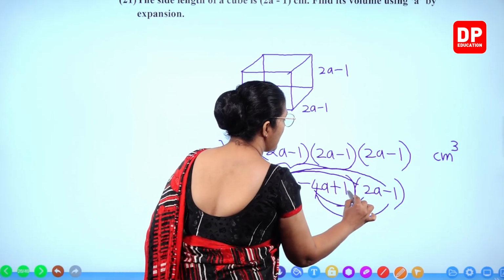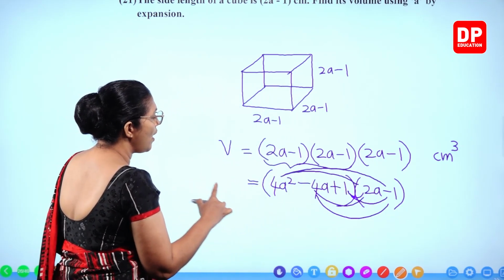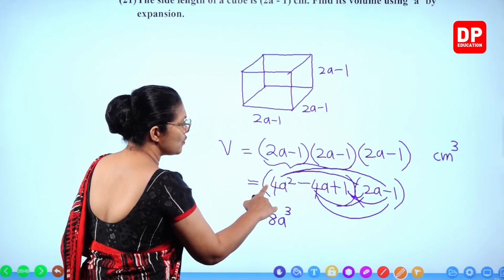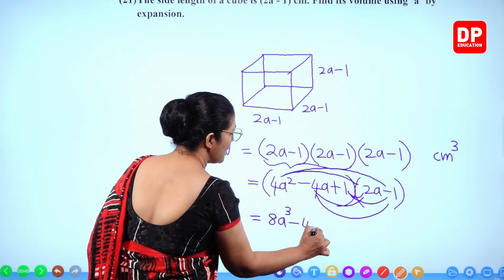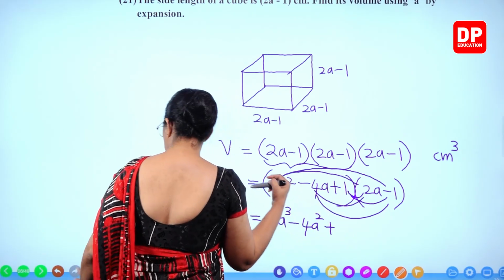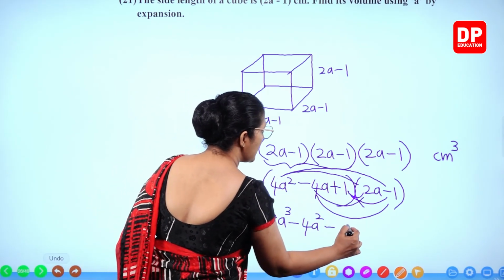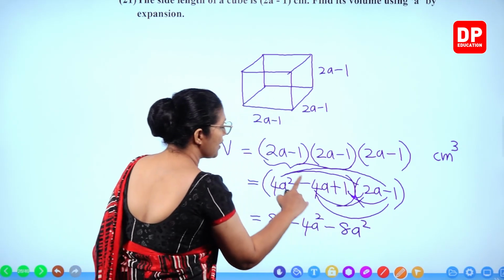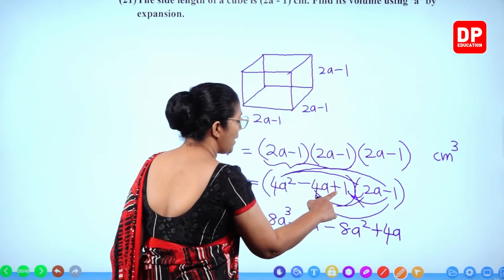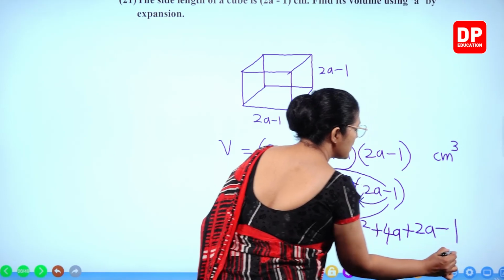This and as well as these two. 4a squared into 2a, you get 8a cubed. 4a squared into minus 1, minus 4a squared. Minus 4a into 2a, that's minus 8a squared. Minus 4a into minus 1, plus 4a. And then plus 1 into 2a, plus 2a, and plus 1 into minus 1, minus 1.